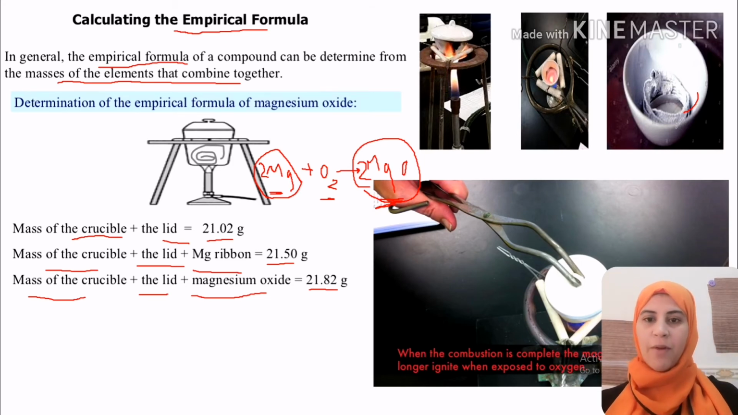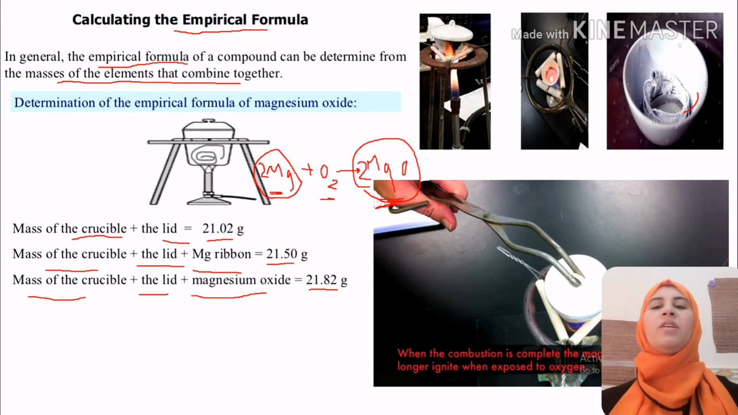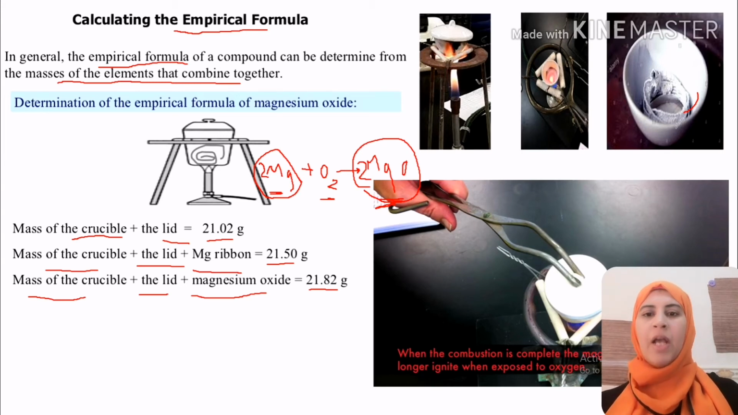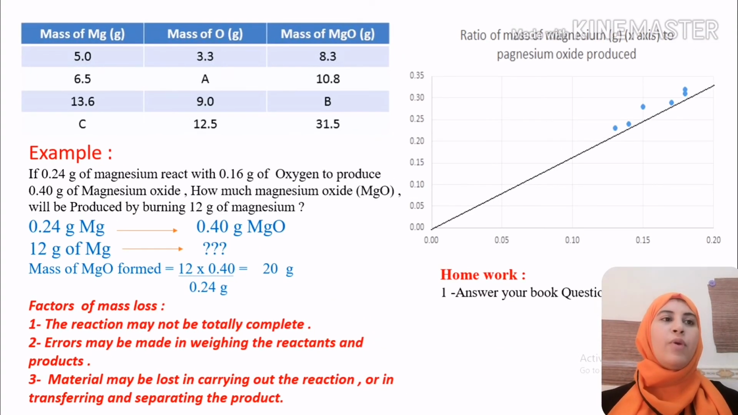in the reaction. Take care, this experiment is included in most of the questions in the exam related to practical questions and also related to the alternative to practical questions in your paper. For example, if we have mass of magnesium and mass of magnesium oxide, we can calculate mass of oxygen.